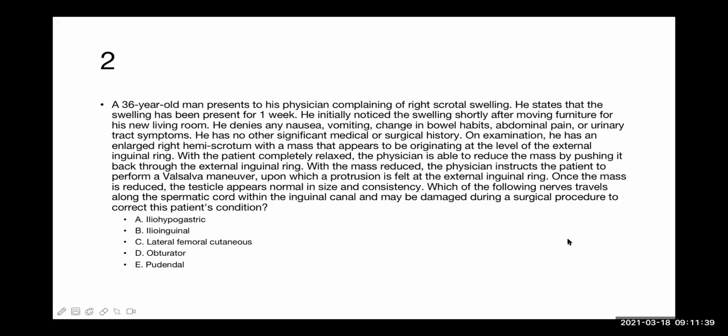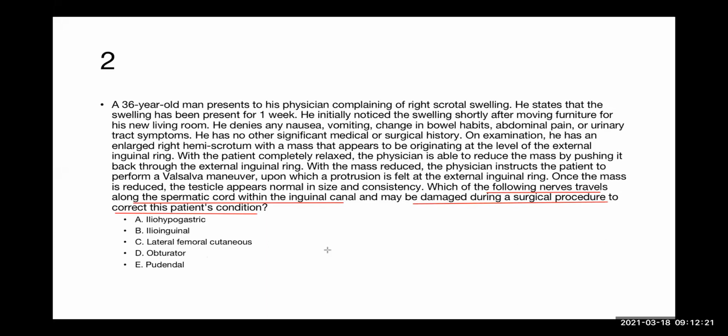Let's move on. Now, this case is exactly the same one. I'm not going to read the whole case with you, but only the question. Look at how the question can be asked from the same case. See here. Which of the following nerves travels along the spermatic cord within the inguinal canal and may be damaged during a surgical procedure to correct this patient's condition? So, a straightforward question. Which nerve is there in the inguinal canal along with the spermatic cord? Even without looking at the options, you can pick the answer here.